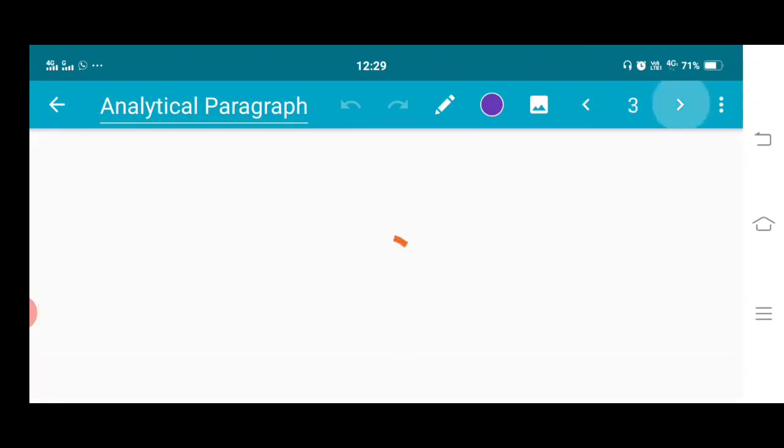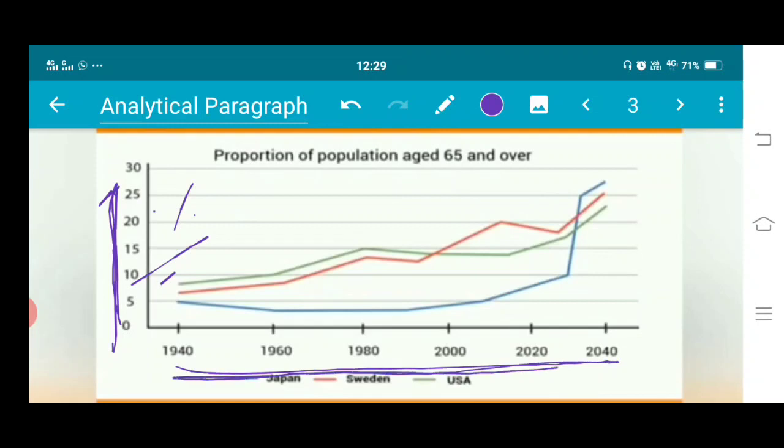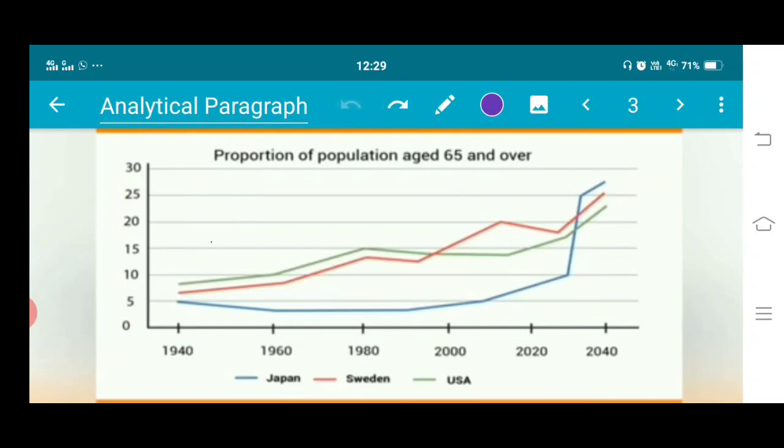Now the next thing we have to do is have a close look. We have to study this line graph or bar graph or whatever. Right now we are doing the line graph. So let's see. On the y-axis here we have the percentage of the people, right? And on the x-axis we have been given the years, right? So here we have to notice two very important things: from the starting, the initial stage, what is the result here, and at the final stage what is the result, right?